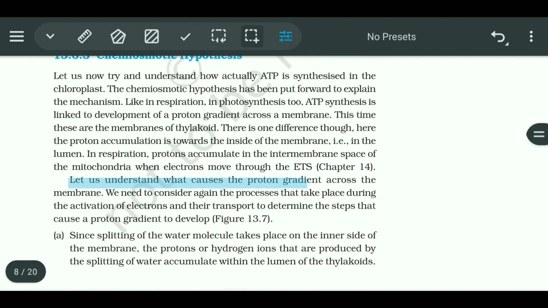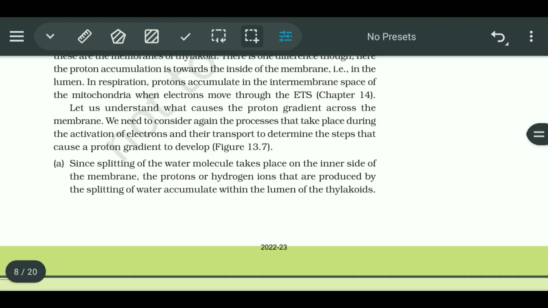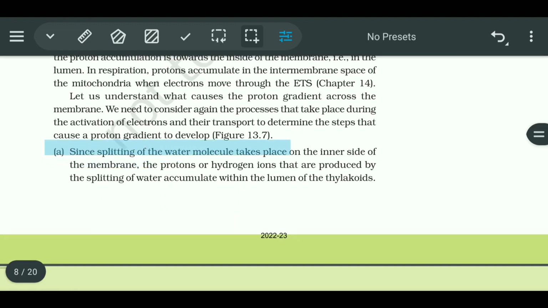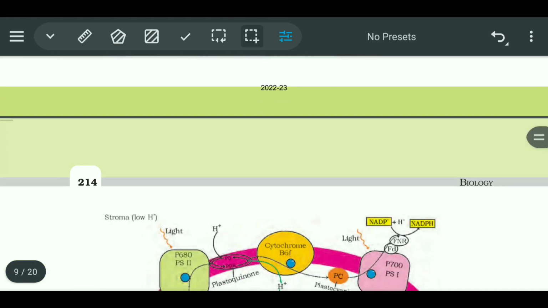Let us understand what causes the proton gradient across the membrane. We need to consider again the process that takes place during the activation of electrons and their transport to determine the steps that cause a proton gradient to develop. A. Since splitting of the water molecule takes place on the inner side of the membrane, the protons or hydrogen ions that are produced by the splitting of water accumulate within the lumen of the thylakoid.